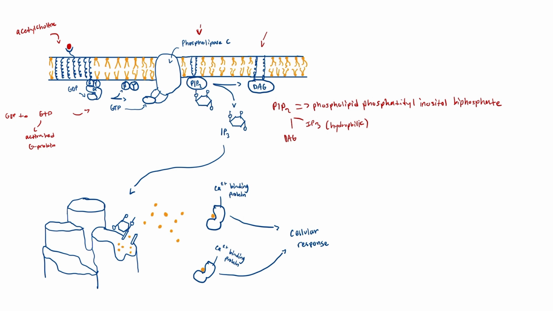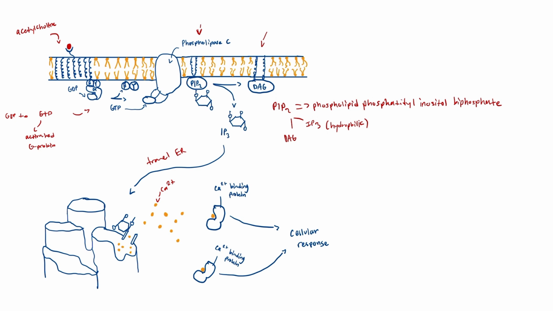IP3 is a secondary messenger, and what IP3 will do is it'll travel down here to the endoplasmic reticulum, and your IP3 will bind to a calcium ion channel in the ER and open the ion channel, allowing calcium ions to be released into the cytoplasm. So each one of these is a calcium ion, because the IP3 bound to the channel in the ER. These calcium ions in the cytoplasm are going to bind to calcium binding proteins like calmodulin and PKC.